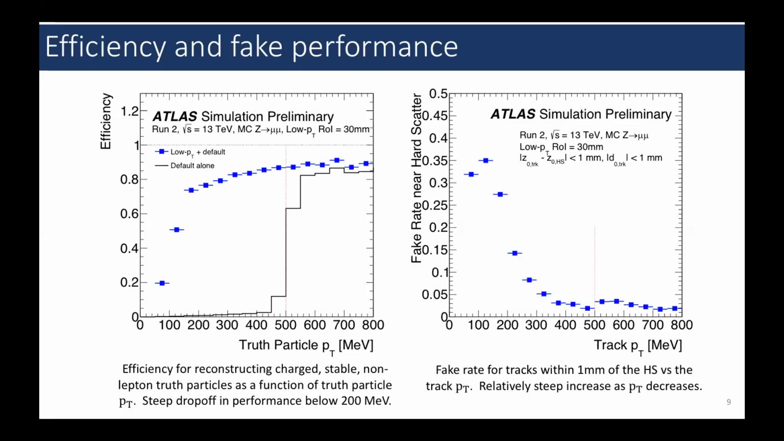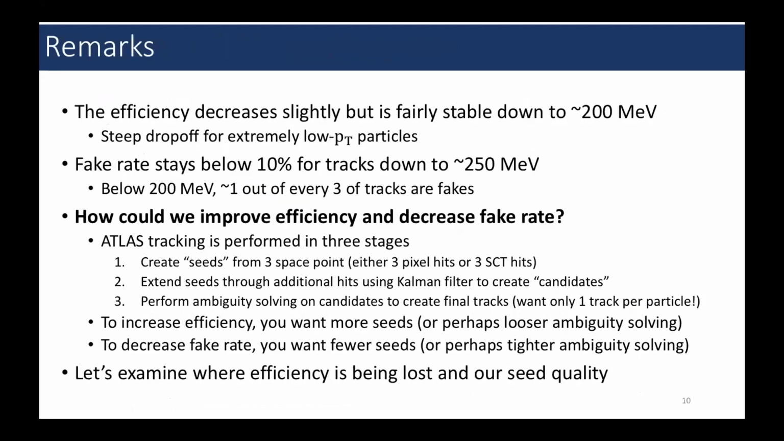And on the right, you see the fake rate for the low PT and default tracks combined. You see for the very low PT regime, again, you have a very high fake rate. About 1 in 3 tracks are actually fake. However, above about 250 MeV, the fake rate is below 10%, which is pretty decent. So given the problems that we see in the very low PT regime, the key question that we would ask is, how can we improve the efficiency and or decrease the fake rate?